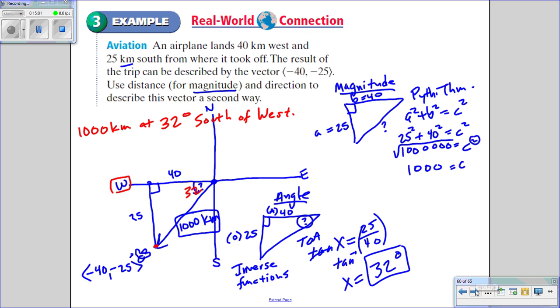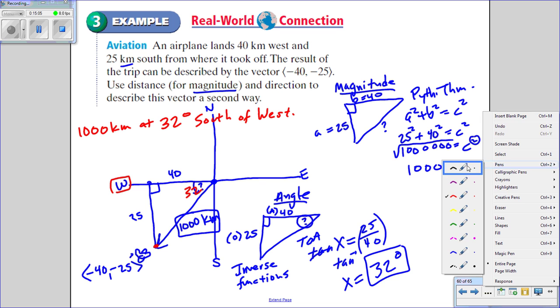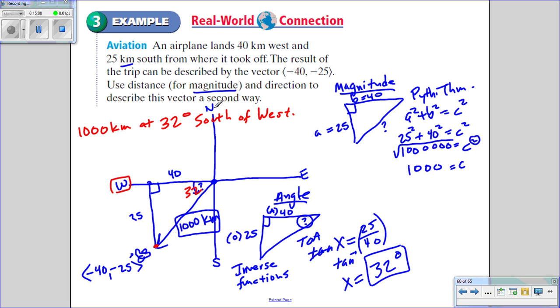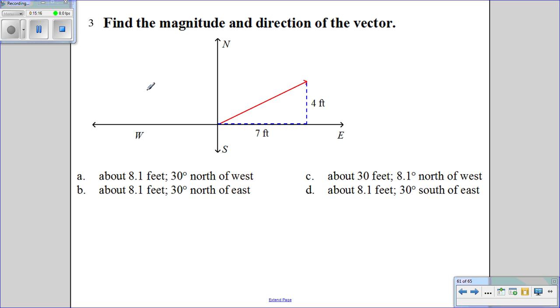All right, that's a lot of work. I totally understand that is tons of work, but that's how you find the angle and the direction and the compass directions, and the distance. Okay, so let's try this last one together, and then we'll call it a day. I know this is a pretty long lesson. All right, it says find the magnitude and direction. Again, magnitude is the distance. Direction would be the angle and compass.